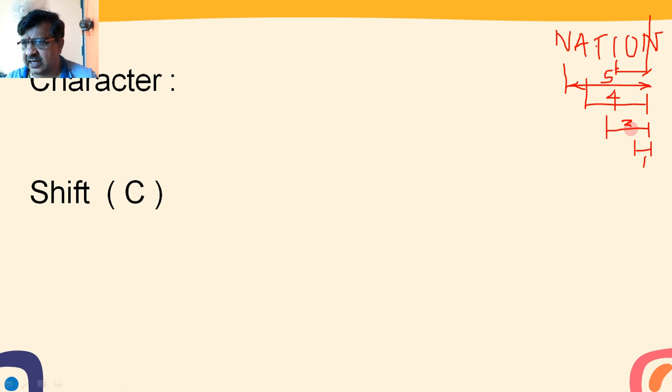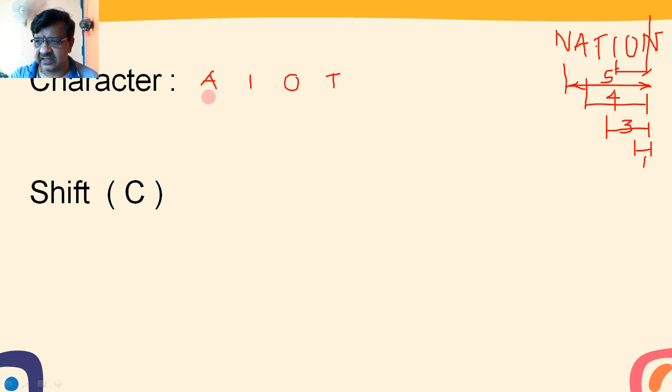Therefore, we will make a table something like this. B is not there, so let us not worry about this. As far as B is concerned, the shift size will be equal to M. The next character in alphabetical order is I, then it is O, then it is T. So we need to worry about only 4 characters of the pattern, because they will have different shift sizes.